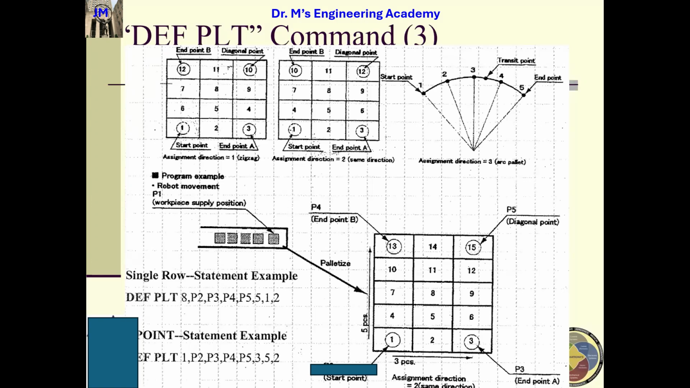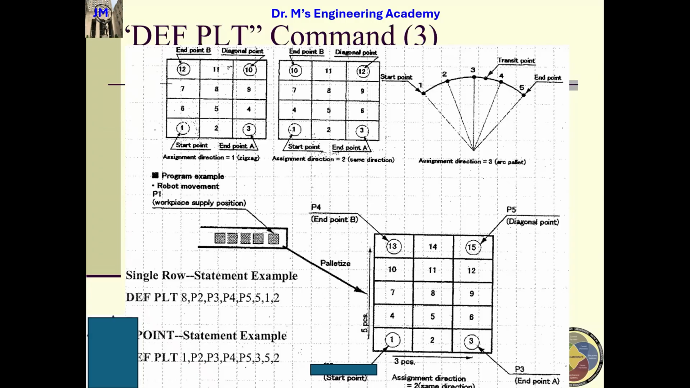Okay. So the first number is the number of pieces in the first direction. The second number is the number of pieces in my second direction, the y direction. And the third number is the direction. Okay, how are you going to pick the blocks?